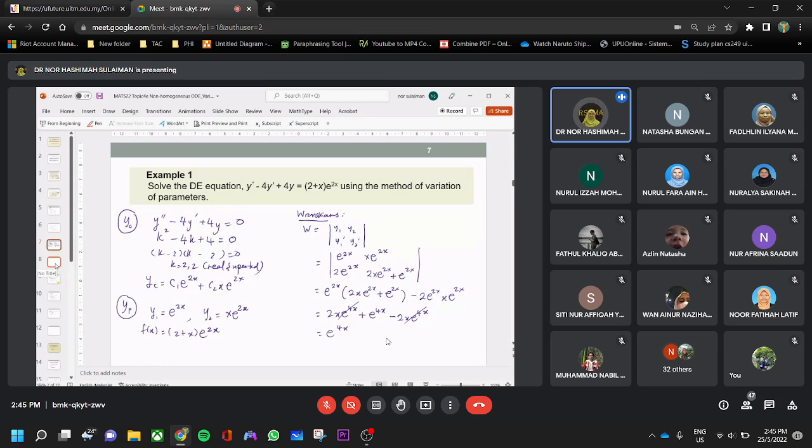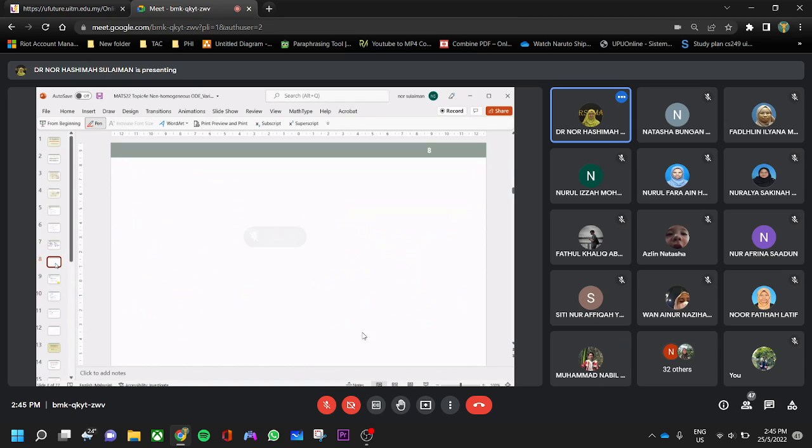Okay, seterusnya buat apa? Kita dah tahu Wronskian general is e to the power 4x. Lepas tu nak cari apa? W1 kan? W1. What is the formula of W1? 0, f of x, lepas tu y2, y2 prime. Okay, so you just replace the entries in the first column, right, with 0 and f of x. Anyone still remember what the f of x is?